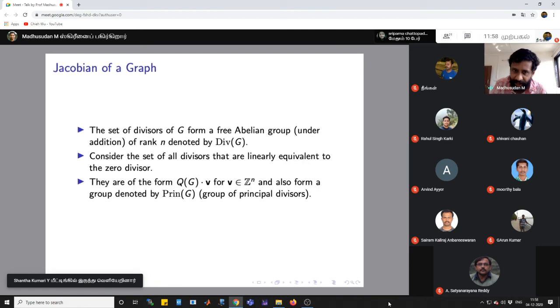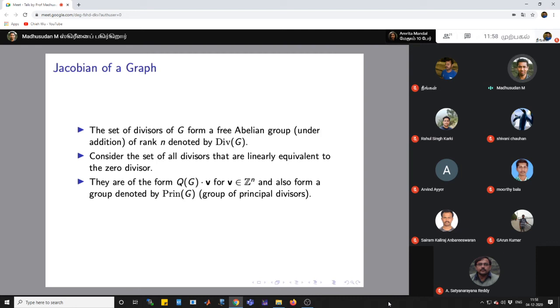So these divisors that are linearly equivalent to the zero divisor are called principal divisors, and they are of this form. As vectors, you take the Laplacian matrix and multiply it by an integer vector v in Z^n. So if you look at the collection of all vectors of this form, they are exactly our principal divisors. And so they form a subgroup of this group Div G, written as Prin G.